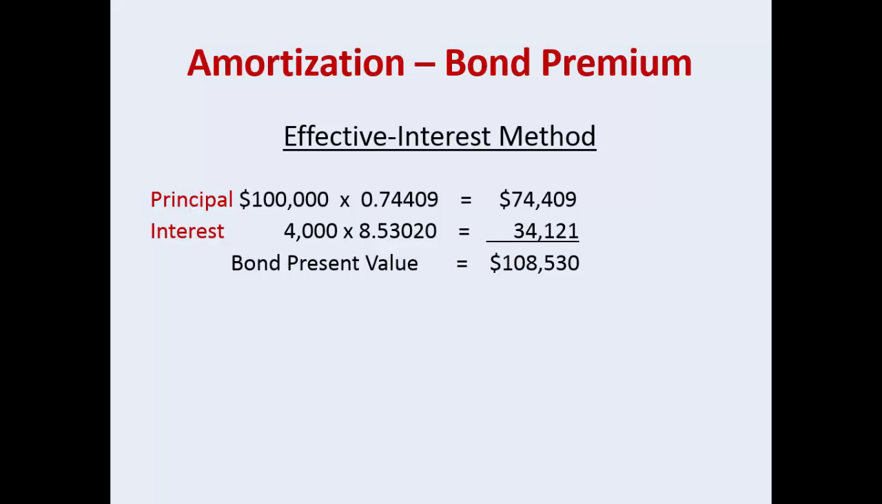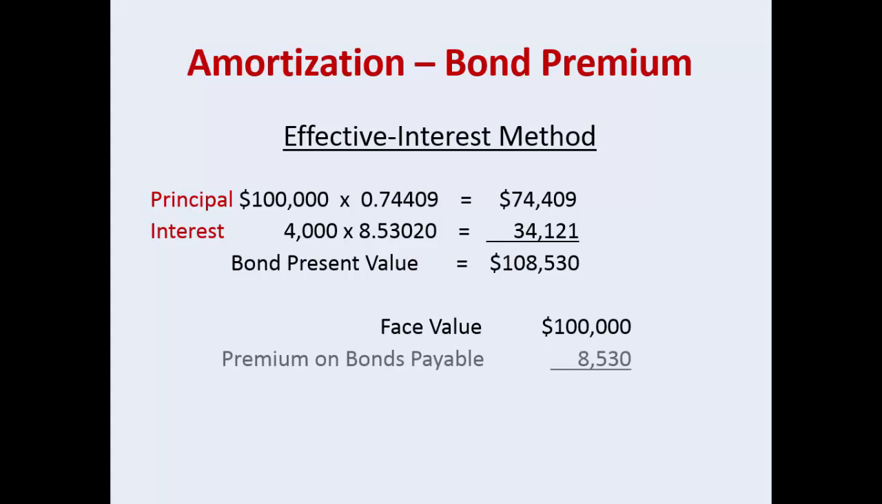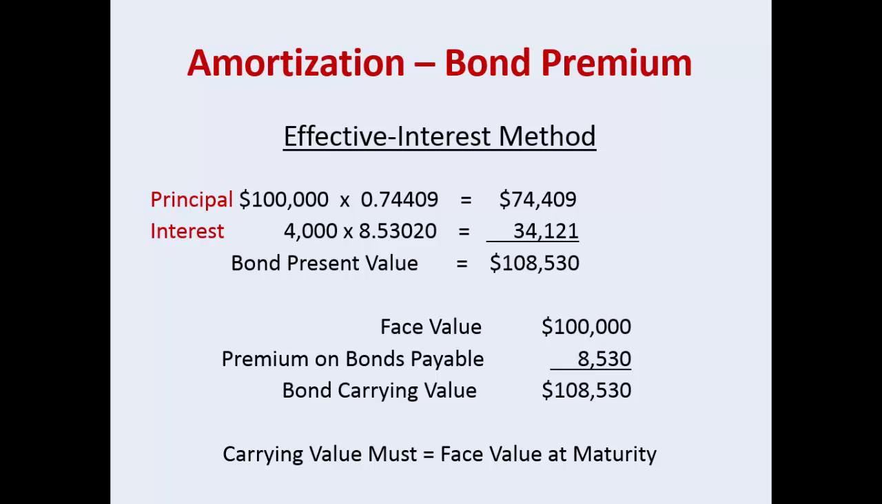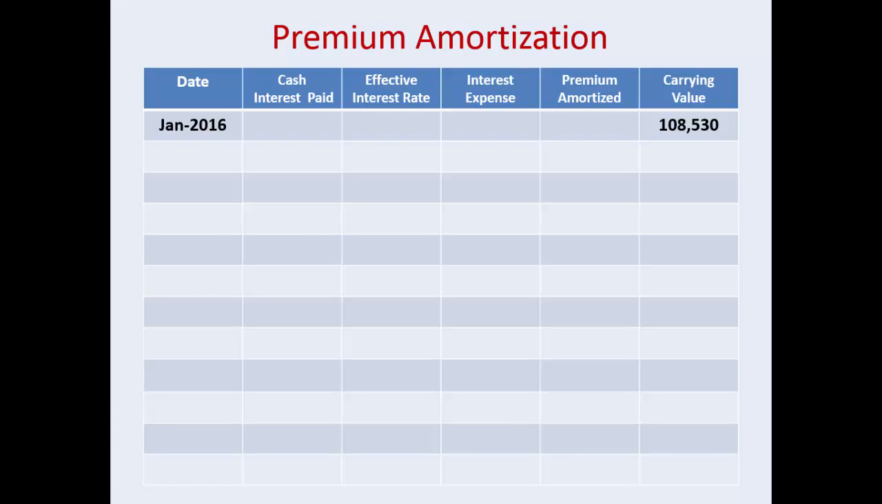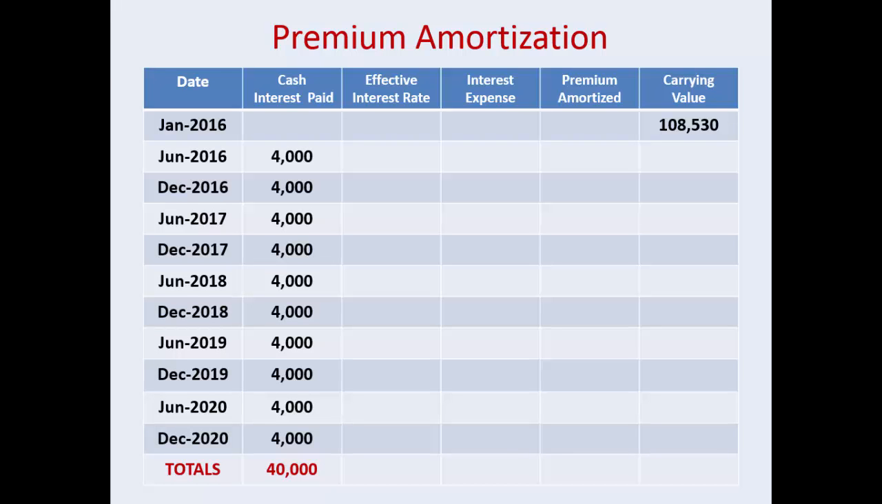So first, the initial bond present value, that's the selling price, that's the initial carrying value. Face value plus the premium on bonds payable. This is how it's recorded on the balance sheet. And of course, it has to equal $100,000 at maturity. Best to use an amortization table. So the life of the bond, 2016 to 2020, the cash interest paid based on your contract will not change, using the effective interest rate when it's sold at 6%, so 3% semi-annually.